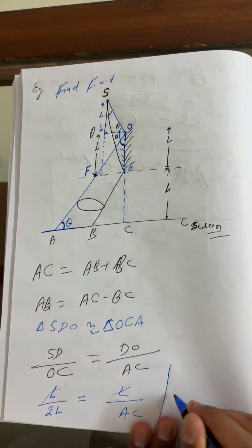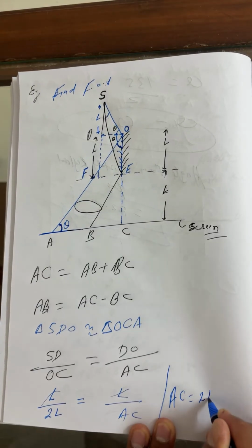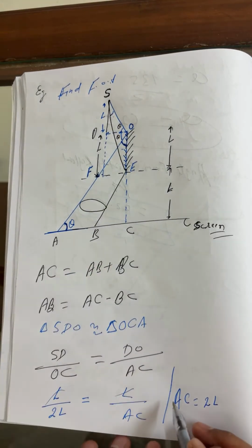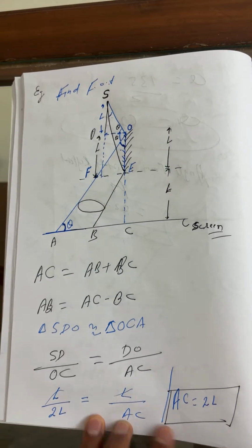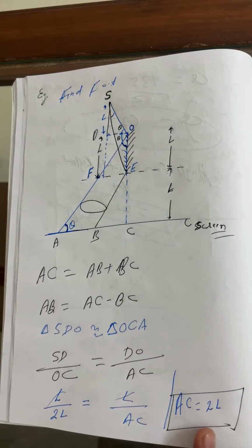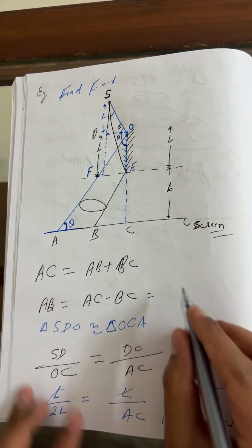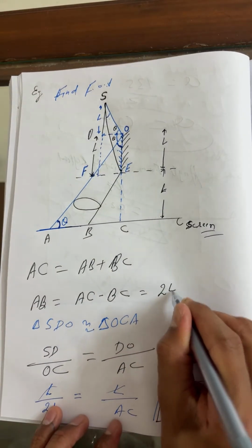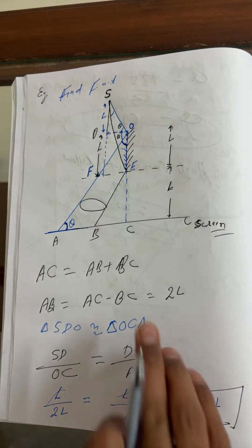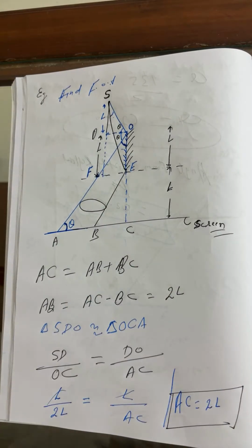So finally you can write AC equals 2L. Okay, so we got this length. But we are interested in finding AB, not AC, right? So AC is 2L. We can write that here, because we have to find AB. At any rate, we have to find BC.